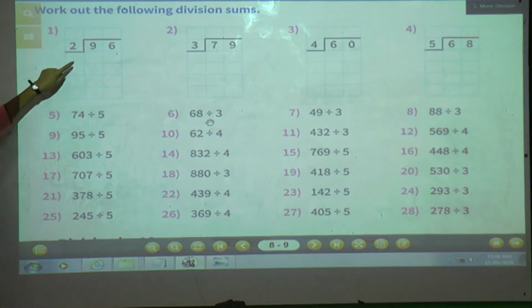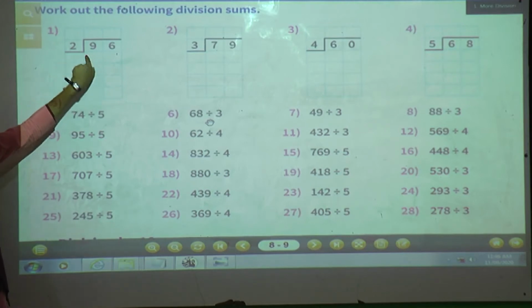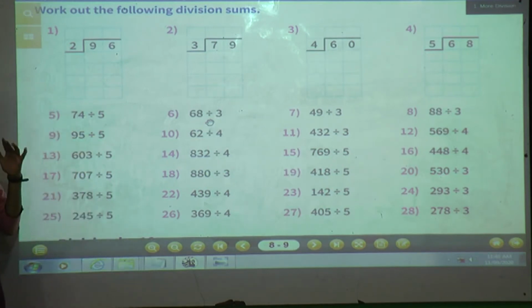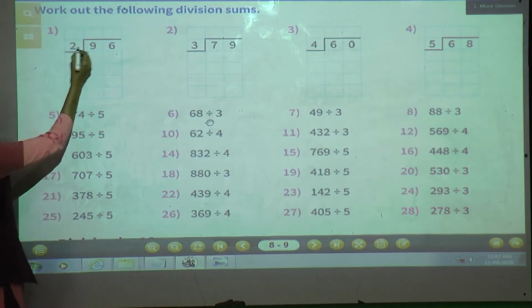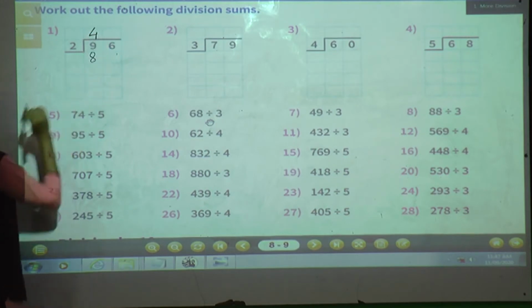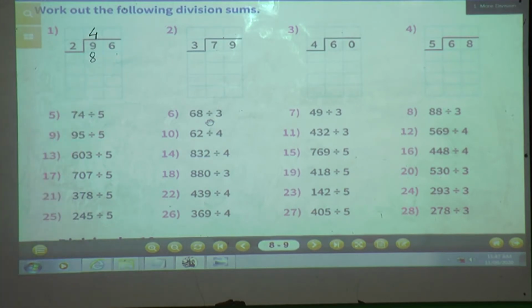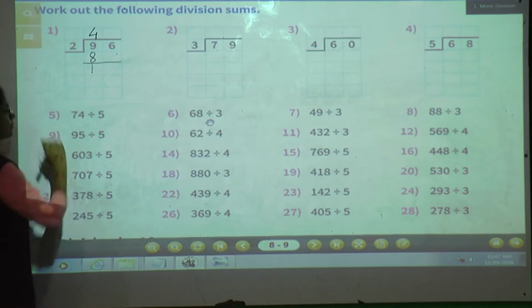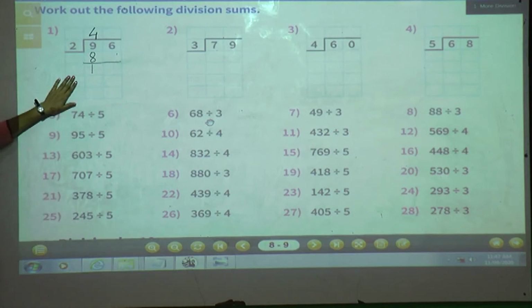Can you see the number 9? 9 is there in the table of 2? No, 9 is not there. Then what do we do? Yes, we will find out the smaller than 9. Okay, so 8 is there. So 2 4s are 8. Because 9 is not there in the table of 2, so we will take 2 4s are 8. Now do the subtraction. 9 minus 8, 1. Okay, here first step is over.